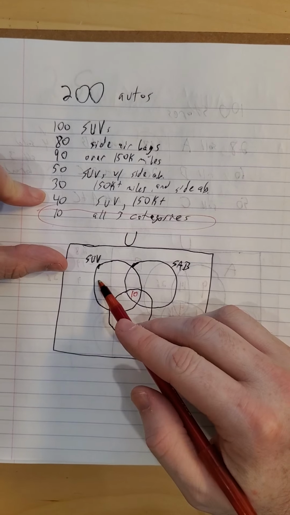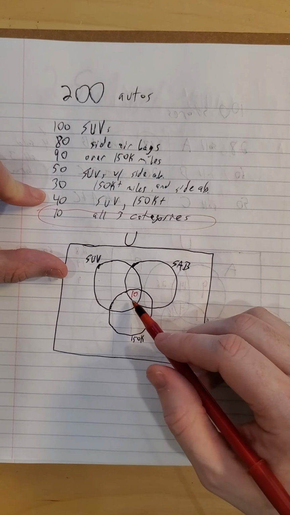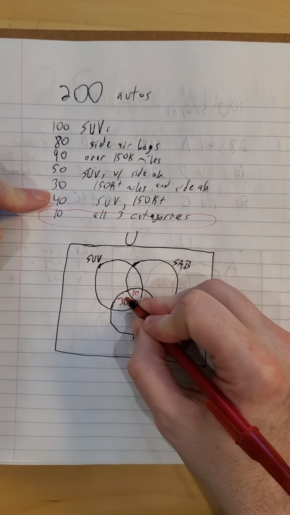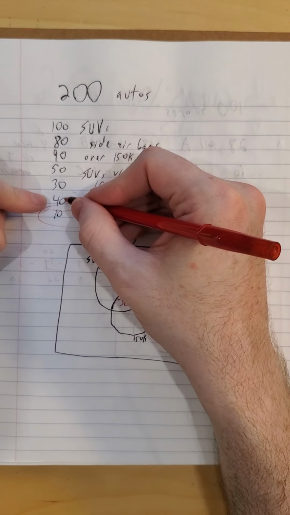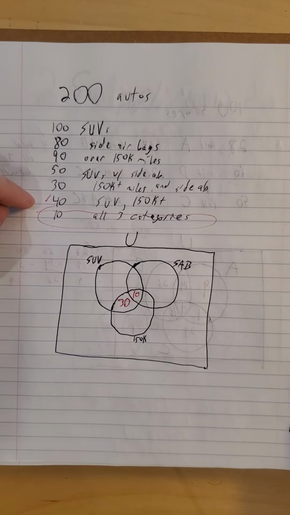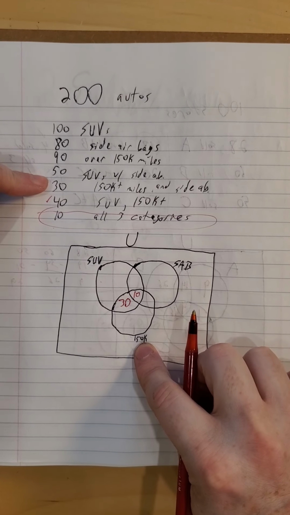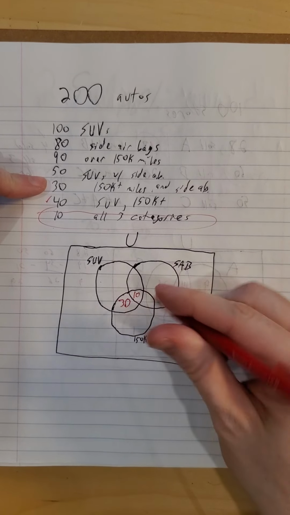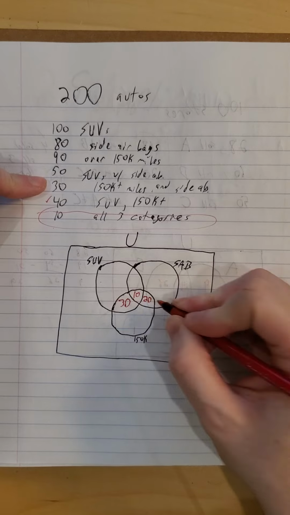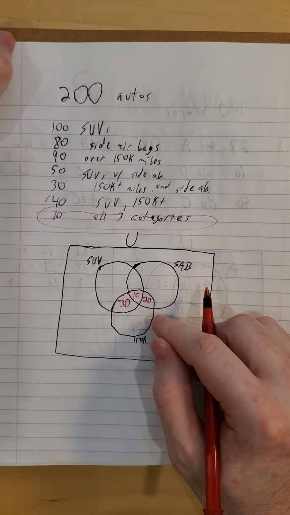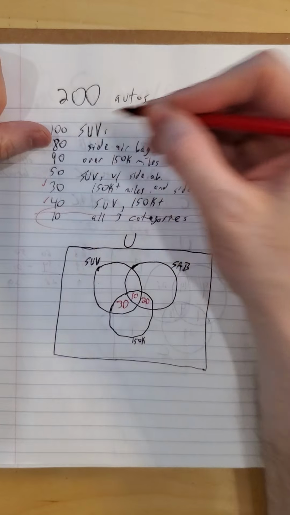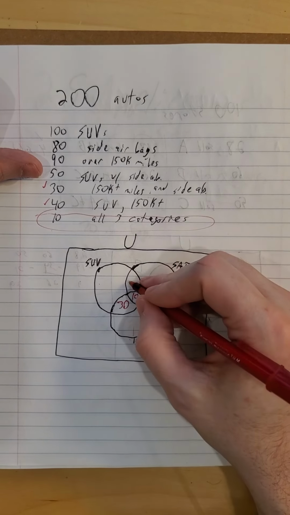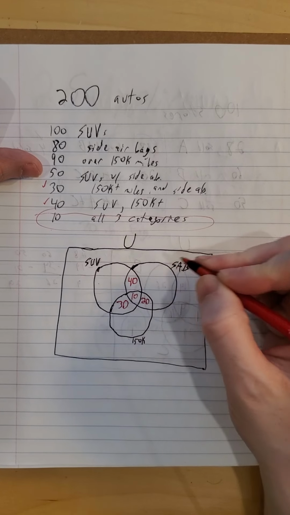So 40 were SUVs with 150,000 plus miles. 10 of those 40 are already on the board. So there are 30 left. Add those two up, you should get the 40 that we have here. 150,000 plus miles and side airbags. 30 altogether. 10 are already on the board. 20 belong in Region 6. 50 SUVs with side airbags. 10 of those 50 are already on the board, so that leaves 40 left. Do the difference.